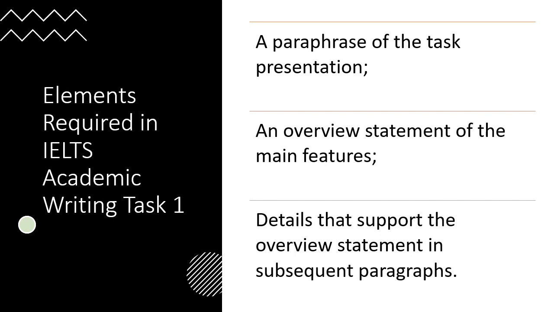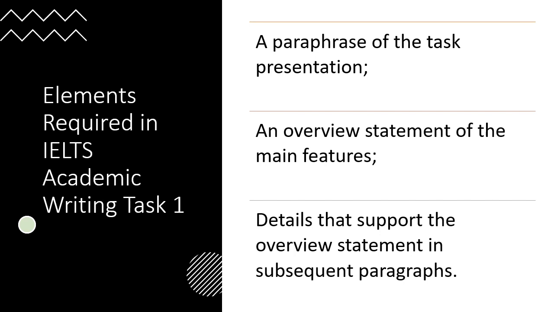They are the points that your examiner will be looking for in your report. The first is a paraphrase of the task presentation or description in your opening or introductory paragraph. This is the first sentence that you write. In this first sentence, you show your understanding of the task by reformulating it in your own words, changing only some of the words. The second element required in Academic Writing Task 1 is an overview statement that states the most significant feature of the diagram in comparison with the other features that it has.